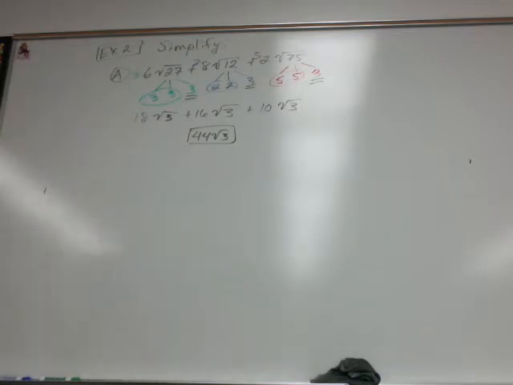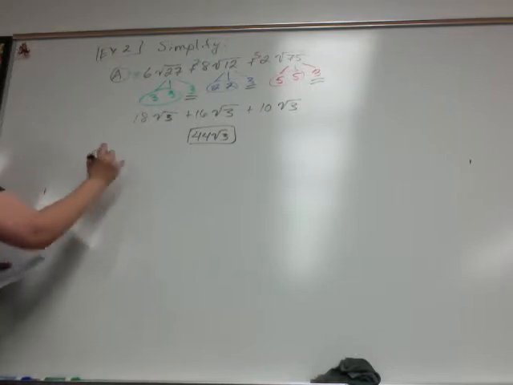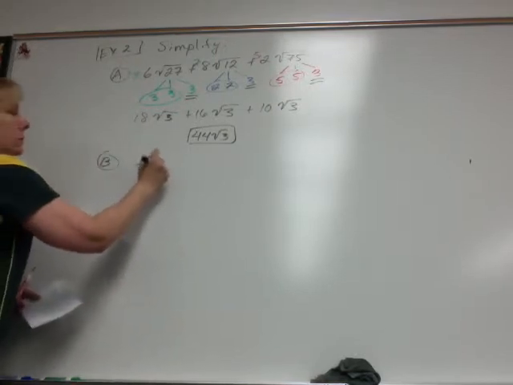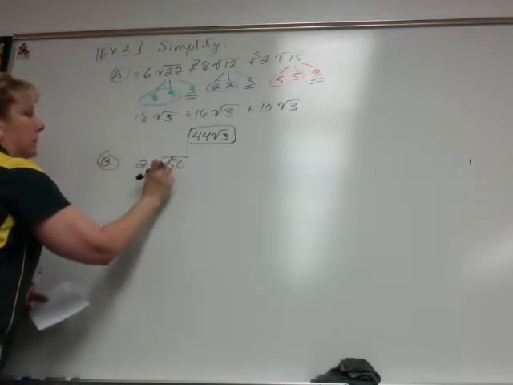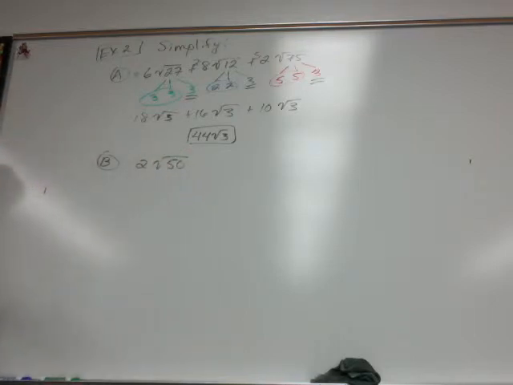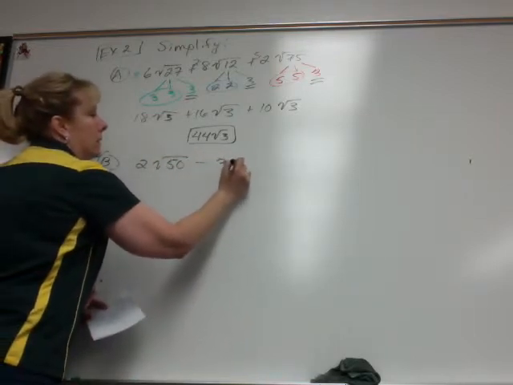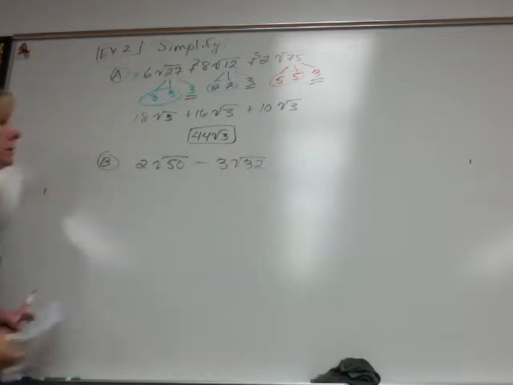So try this one on your own. 2 square root of 50, that's a 50, minus 3 square root of 32.